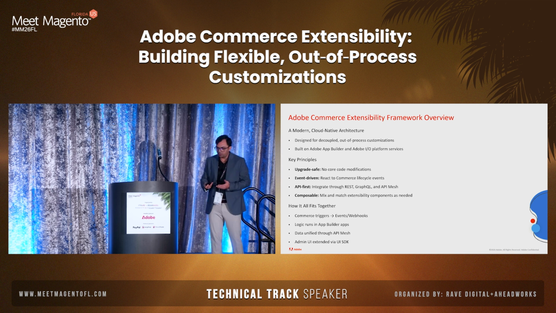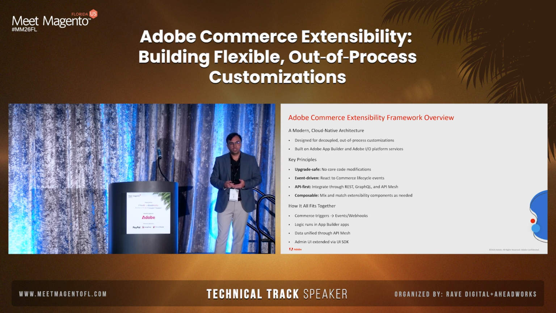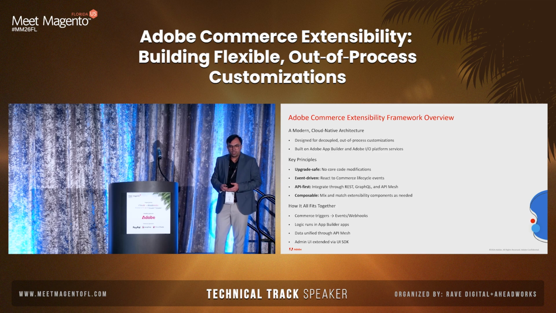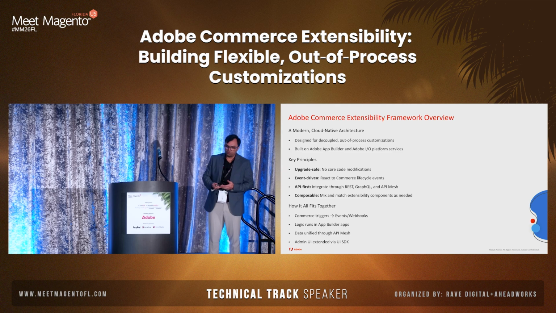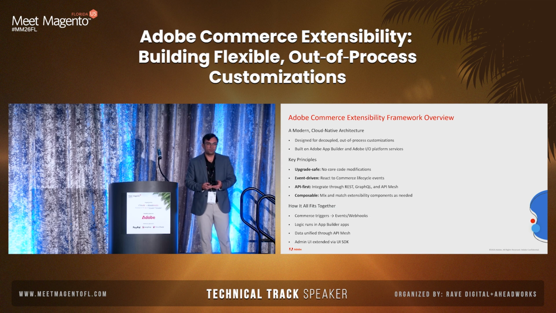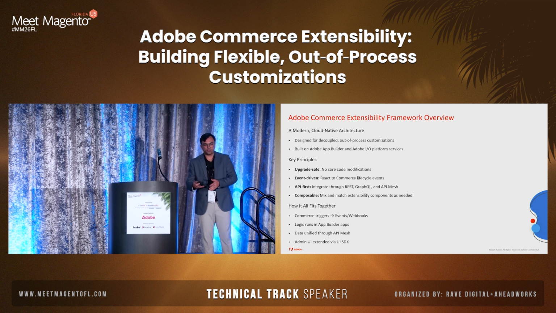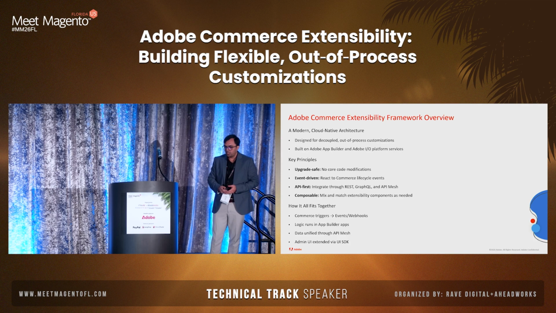Mainly, how can we achieve extensibility? There are two main tools that we can use to build out-process extensibility. One is Adobe App Builder. That is the main tool that we use to customize our Adobe Commerce moving forward, especially in the out-process concepts. And the Adobe I/O platform, which is Adobe I/O Events. Basically, it's cloud-based events that can be published and processed outside commerce.